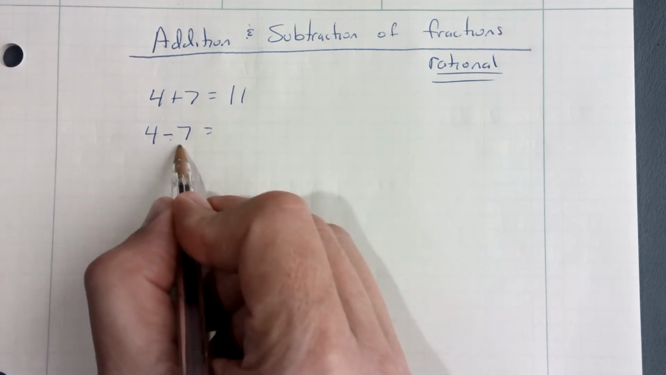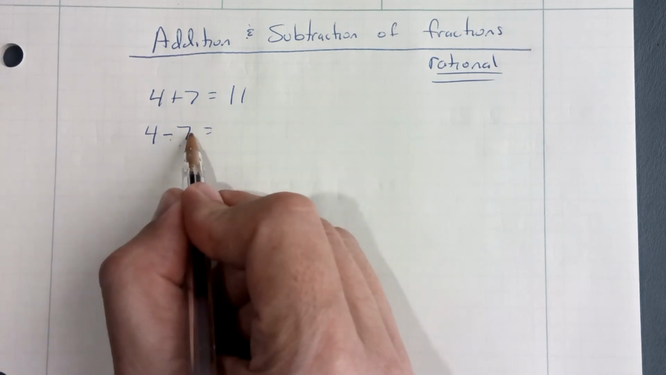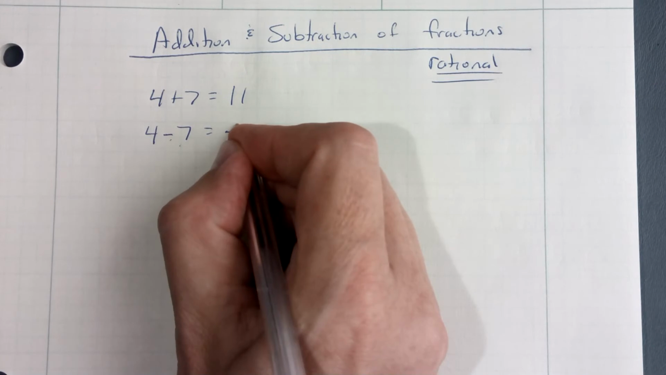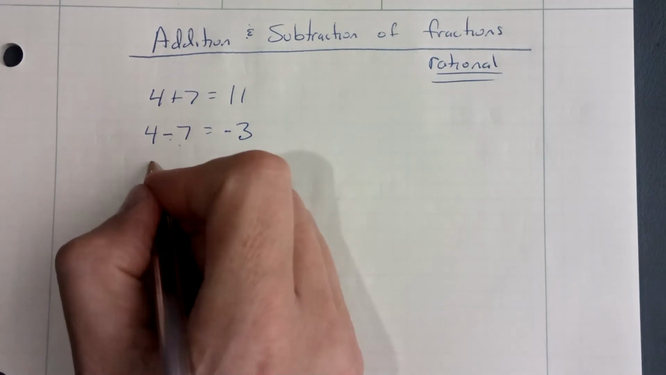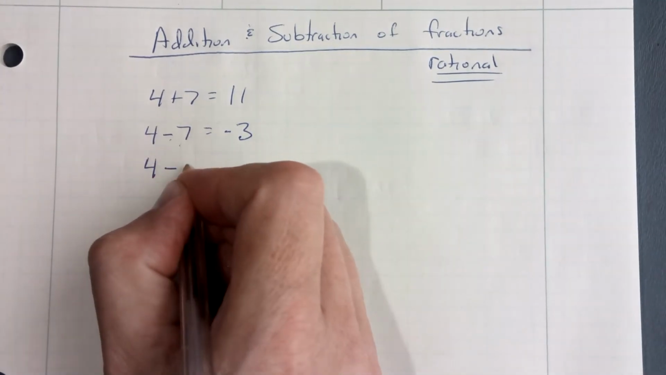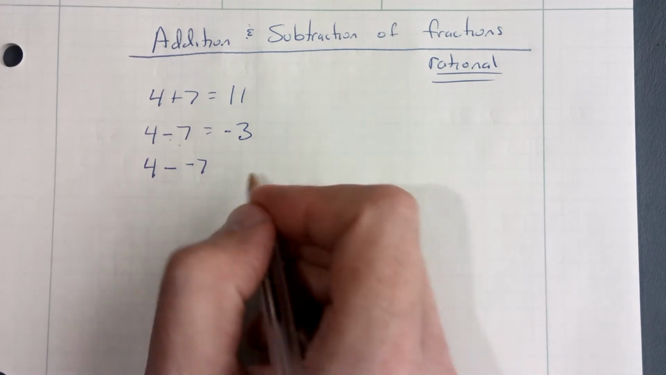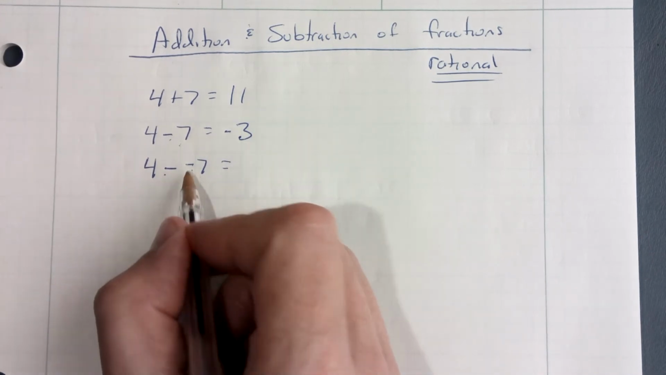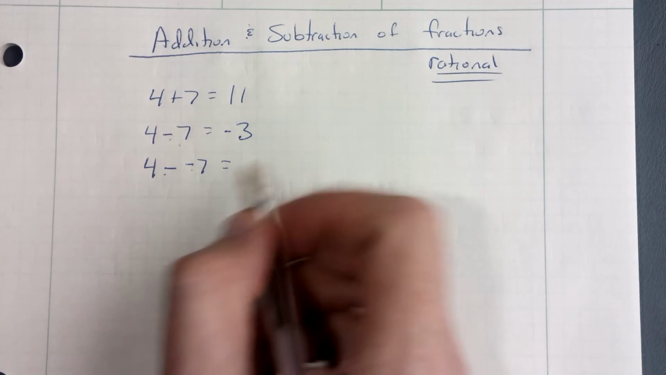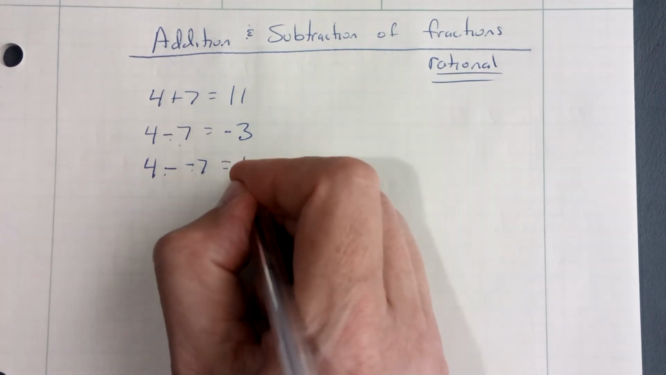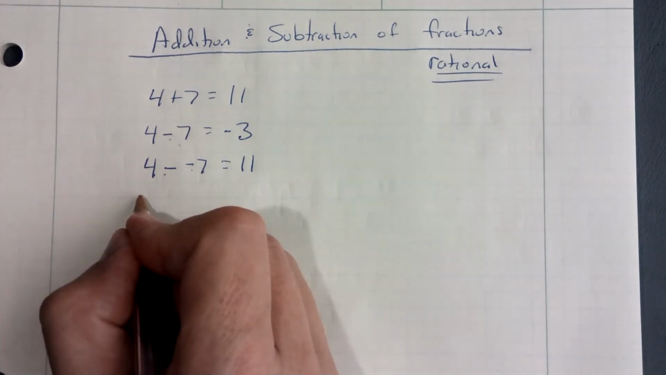If I have 4 minus 7, again, I'm taking the difference. The difference is 3. The larger number is negative, so the answer or solution would be -3. But what happens if I have 4 minus a minus 7? Well, if I'm minus and a minus, that actually changes to plus, and I get 4 plus 7, and I go back to 11.